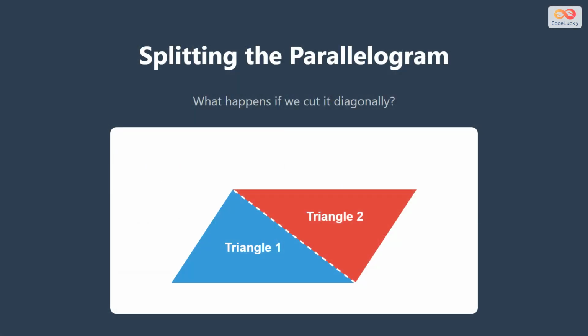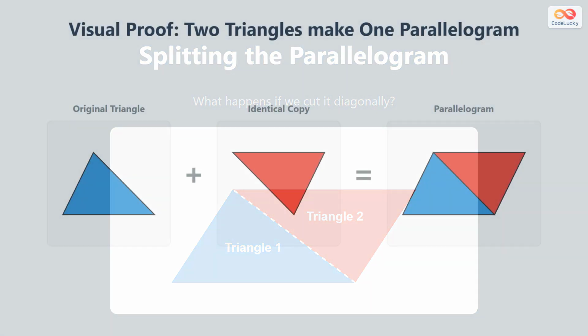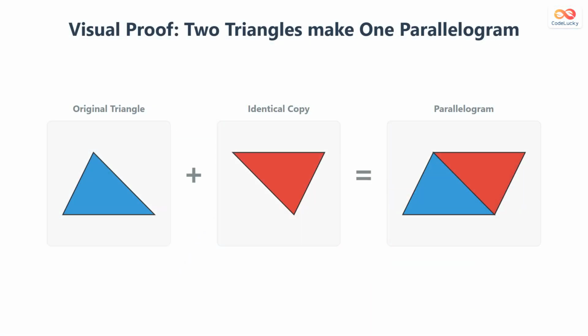Now, imagine drawing a diagonal line from one corner of the parallelogram to the opposite corner. This single cut splits the shape into two separate pieces. If we separate these pieces, we can see that we have created two identical triangles. This is the key insight. Two copies of the same triangle fit together perfectly to create one single parallelogram.